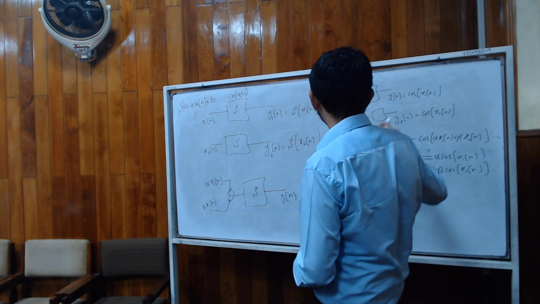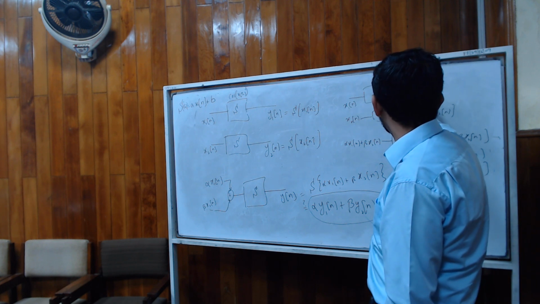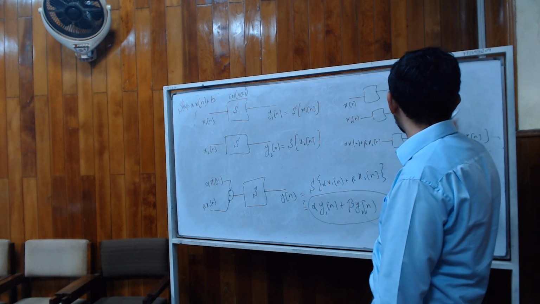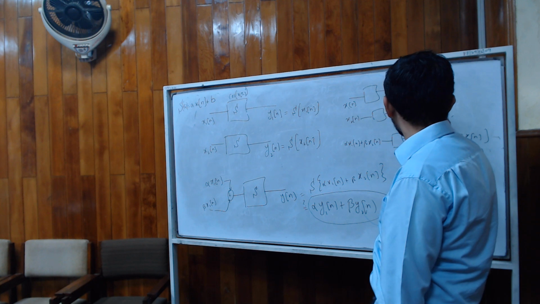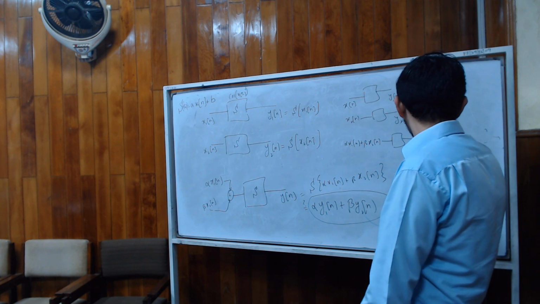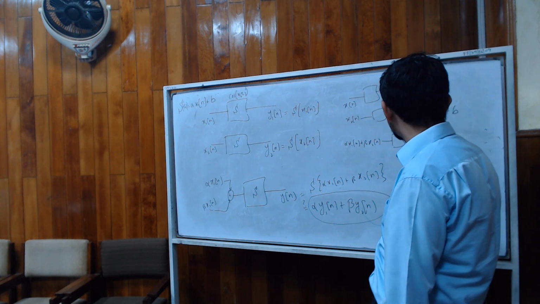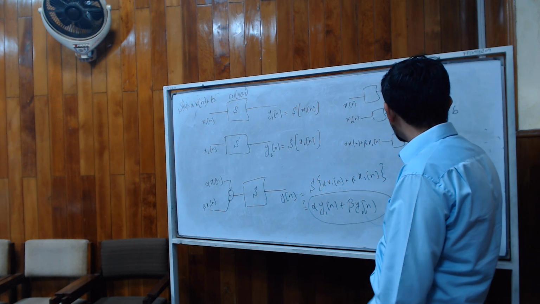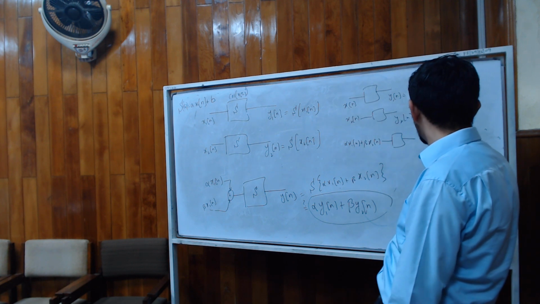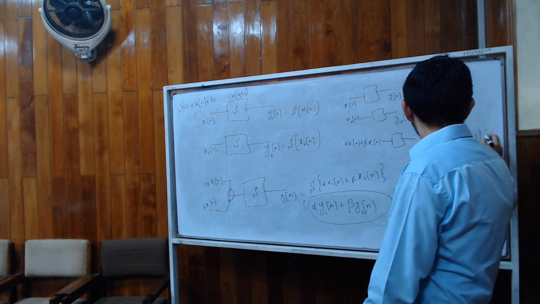Why? Let's see. Let's do our first step. What's our first step? It's saying a x1n plus b. Yes. What is our second step now? A x2n plus b. Yes. Our third step is going to say, okay, let's apply this to the whole system, which is a times this whole thing, alpha x1n plus beta x2n, plus b.